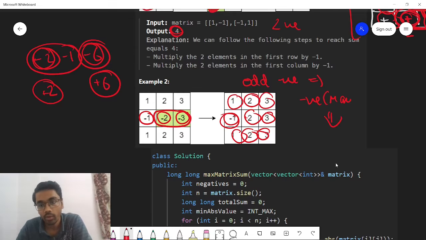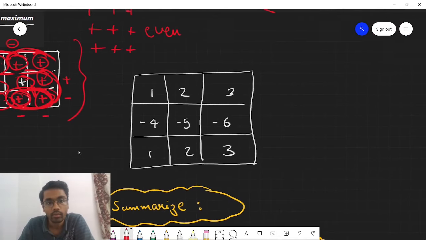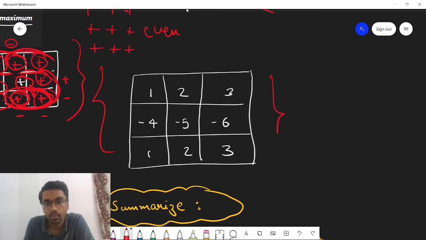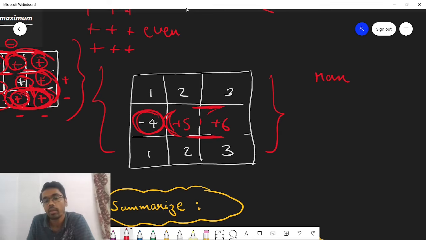So let us see what I am saying with the help of another example. So yes, this is the example that I am taking. In this case you can see we have three negative numbers. So we will try to make the maximum magnitude negative values positive. In this case we have -6 and -5. So we will be clubbing these together and we will be making them positive. So our matrix would look something like this: +5 and +6. Now we will have only one negative remaining element.